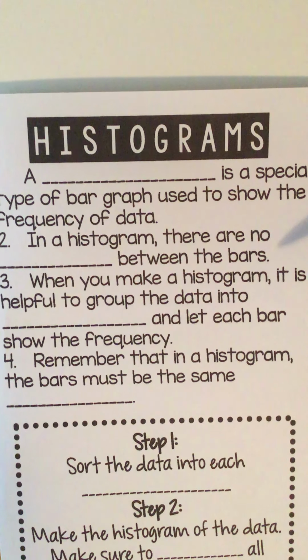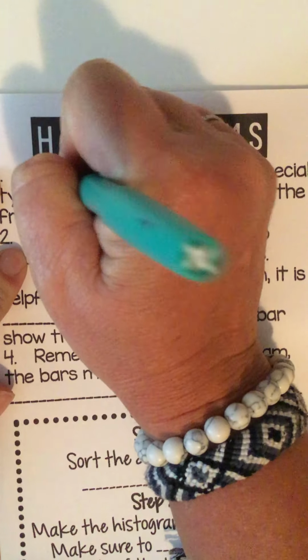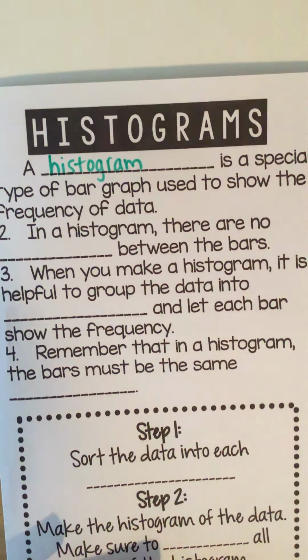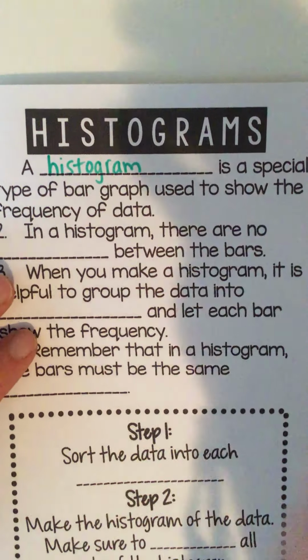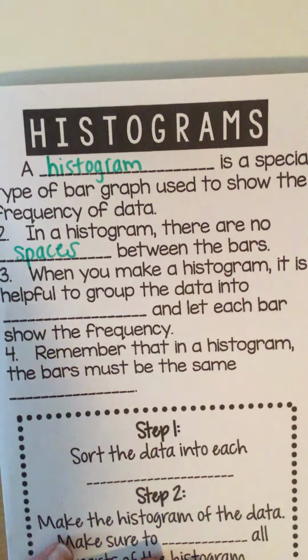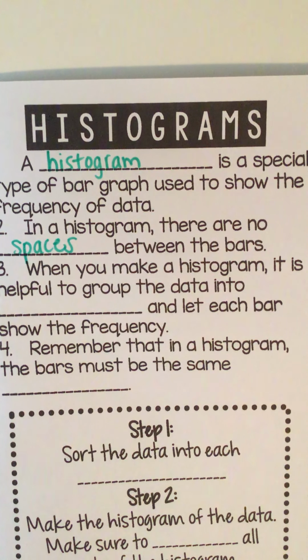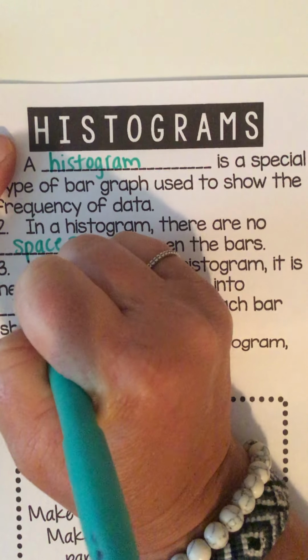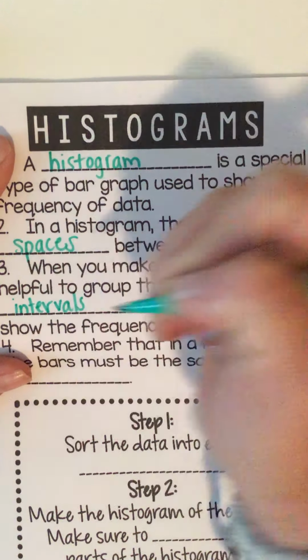So if you do not print this out, you are going to need to copy all of this down in your notebook. All right, so a histogram is a special type of bar graph used to show the frequency of data. In a histogram, there are no spaces between the bars. When you make a histogram, it is helpful to group the data into intervals and let each bar show the frequency.